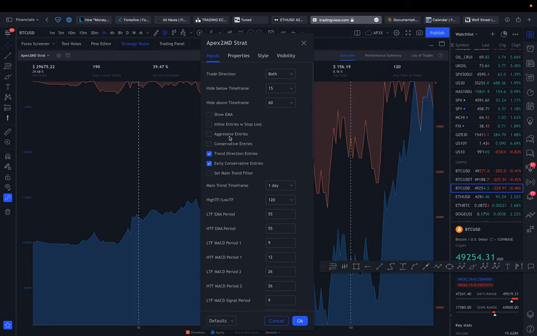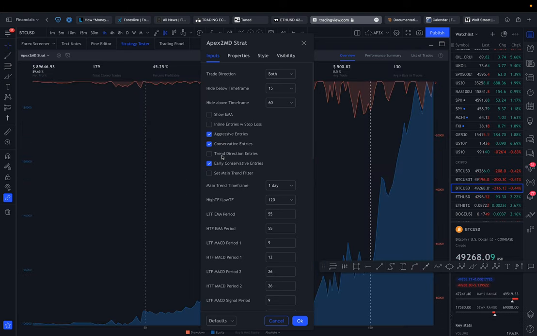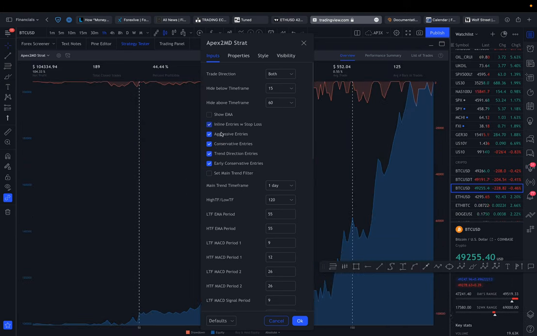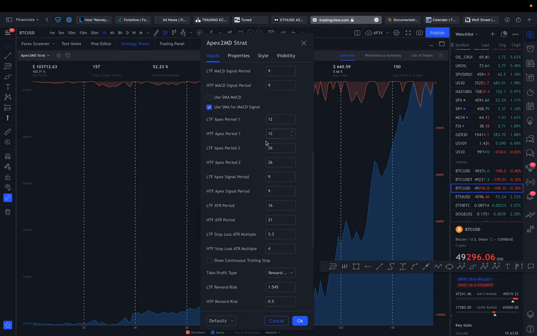So for example, do you want to maybe just do conservative only, etc.? You have to play around, basically find the optimal settings for achieving the maximum result. So that's just a brief introduction. There is a detailed video specifically for using the strategy optimizer and how to find out all these settings.